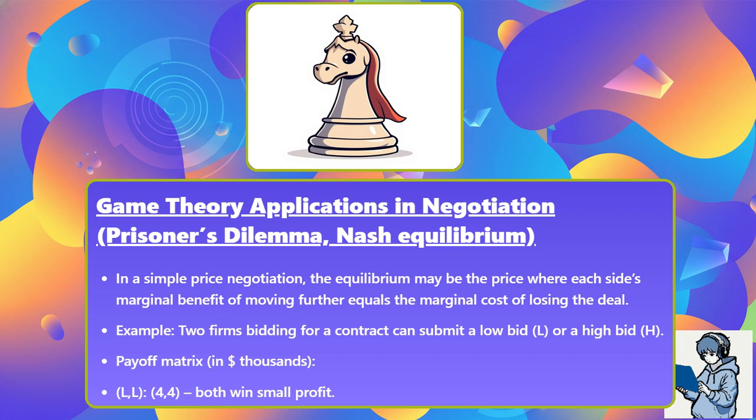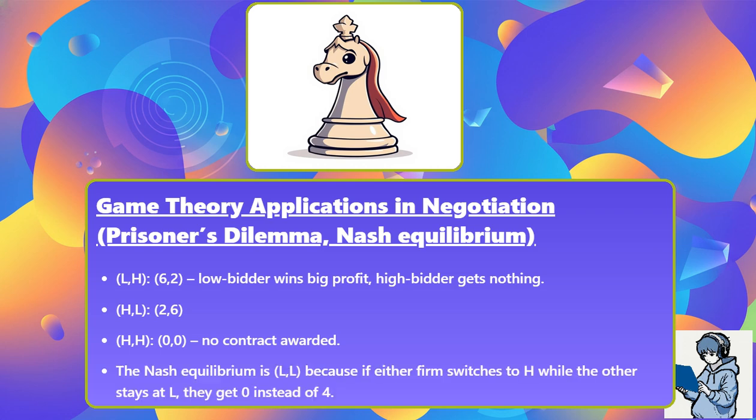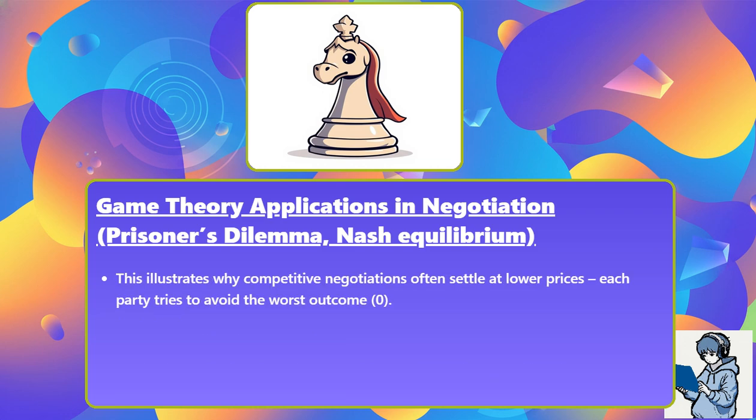Low-low yields 4-4, both win small profit. Low-high yields 6-2, low bidder wins big profit, high bidder gets nothing. High-low yields 2-6. High-high yields 0-0, no contract awarded. The Nash equilibrium is low-low because if either firm switches to high while the other stays at low, they get 0 instead of 4. This illustrates why competitive negotiations often settle at lower prices. Each party tries to avoid the worst outcome, 0.